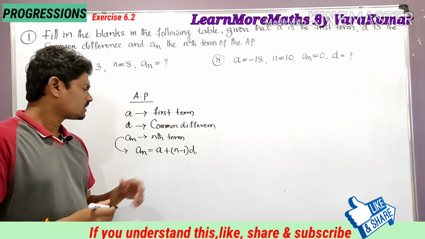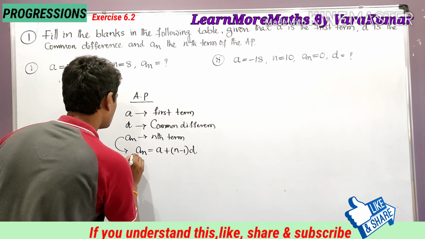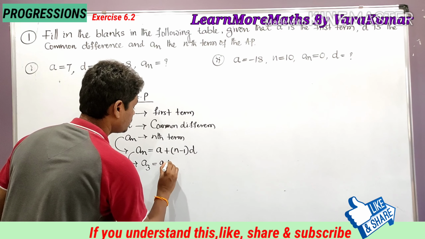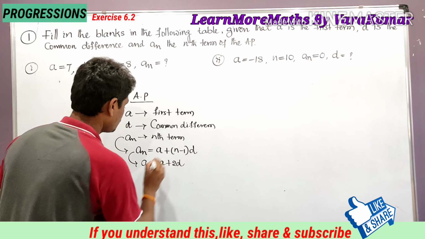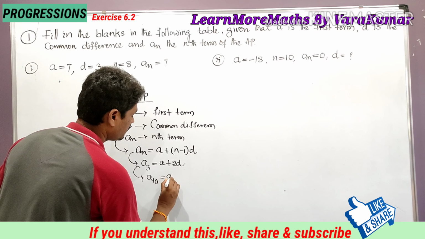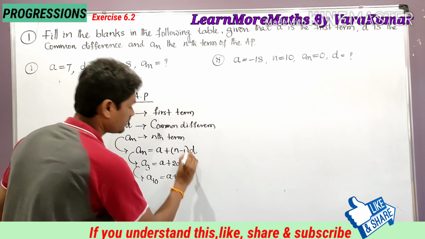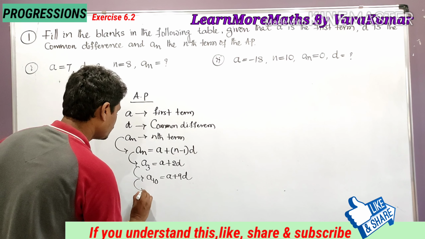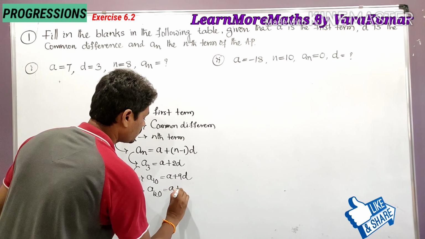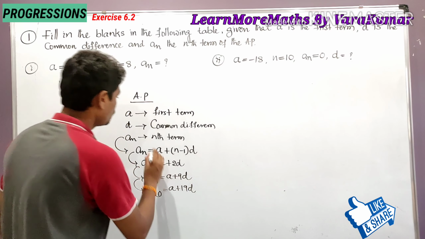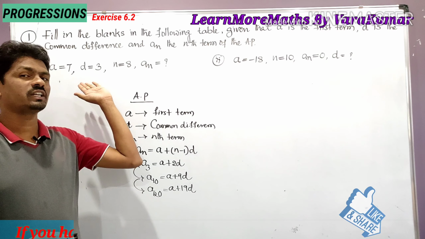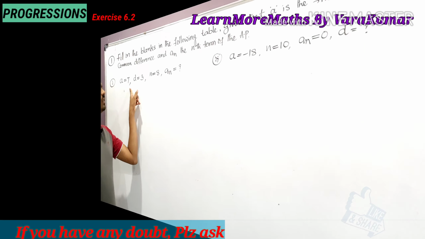Suppose if I want to find the third term, it can be written as A3. So A3 can be written as A plus 2D. Suppose if I want to find the 10th term, it is denoted by A10. A10 is equal to A plus 9D. In the same way, if I want to find the 20th term, A20 is equal to A plus 19D. These things you have to remember, student, before going to solve the problems he has given in the first question.